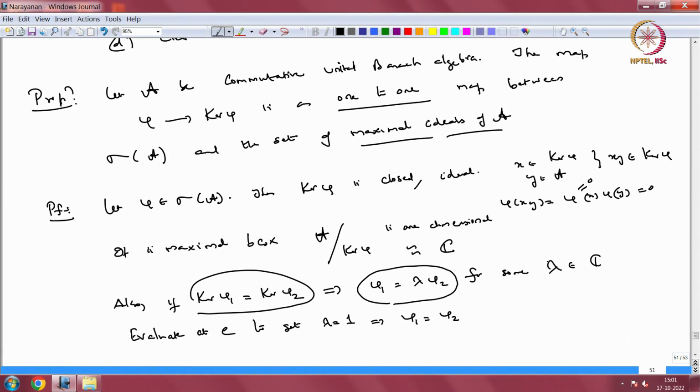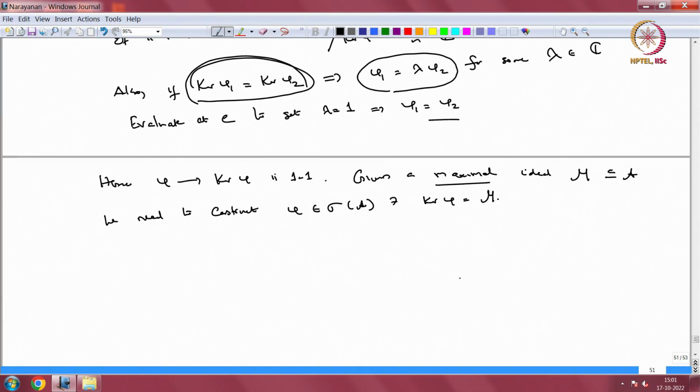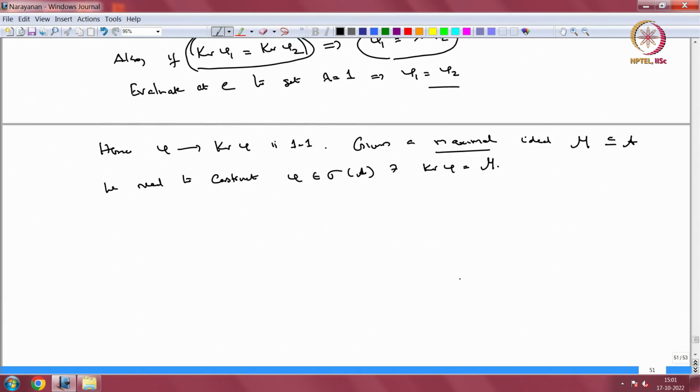So, remember this is the theorem we are looking at. We proved one way, if phi is in sigma A, so that is phi is a multiplicative linear functional, then kernel of phi is maximal, and if kernel of phi 1 is equal to kernel of phi 2, then phi 1 is equal to phi 2, right. So, we have a 1:1 map. We need to show that if I start with a maximal ideal M contained in A, then we need to construct a phi in sigma A, that means a multiplicative linear functional, such that kernel of phi is equal to that maximal ideal M. Okay. So, let us prove that.